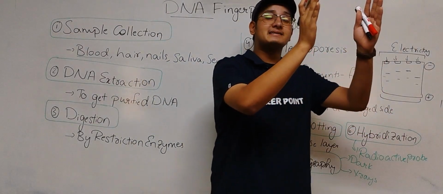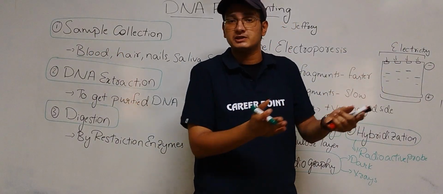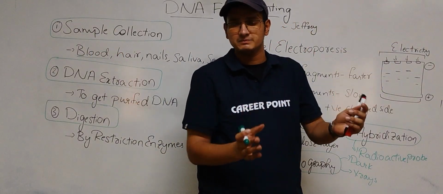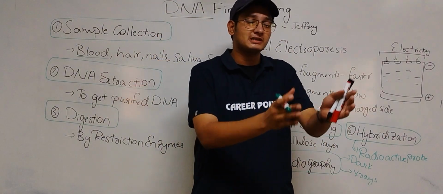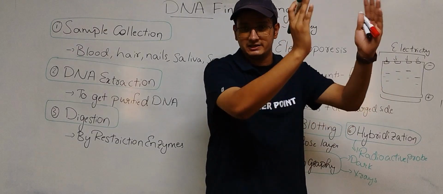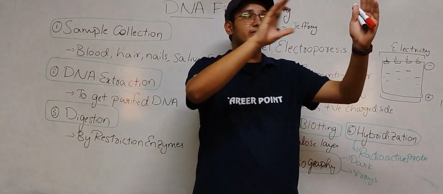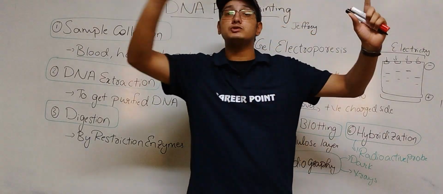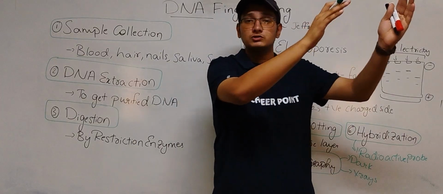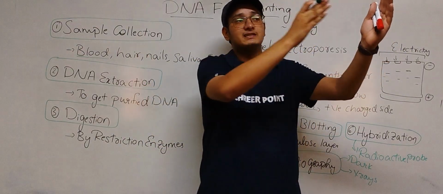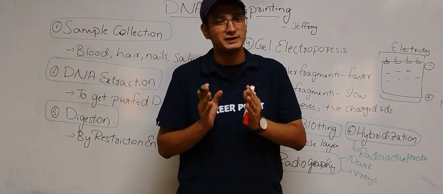And now we will compare these bands with the suspected ones. If you remember, in the beginning I told you that there is a child and two mothers. So let's suppose these bands are of a child, and we will compare these bands with mother A and mother B. If these bands are closer to A, then this child belongs to her. Or if these bands are closer to B, this child belongs to B. This is how it is. This is what DNA fingerprinting is.